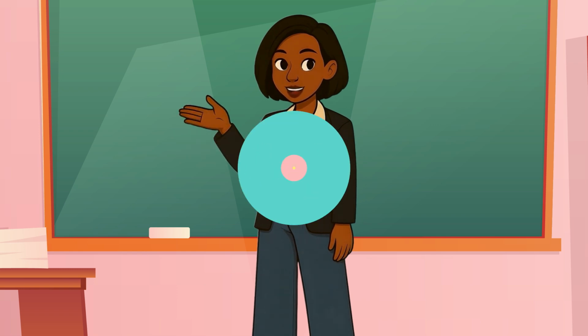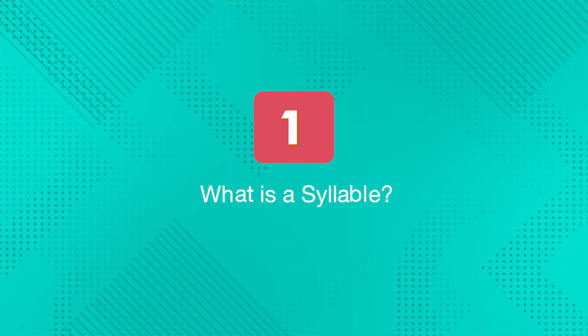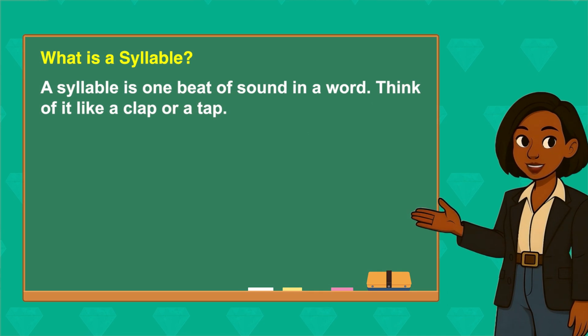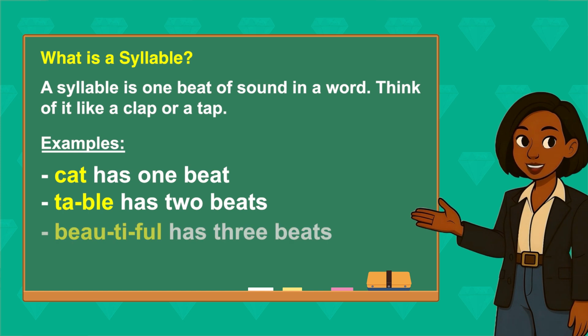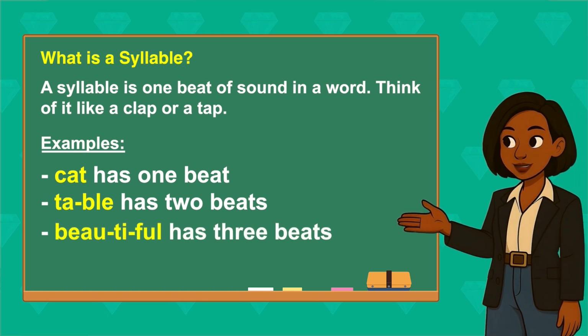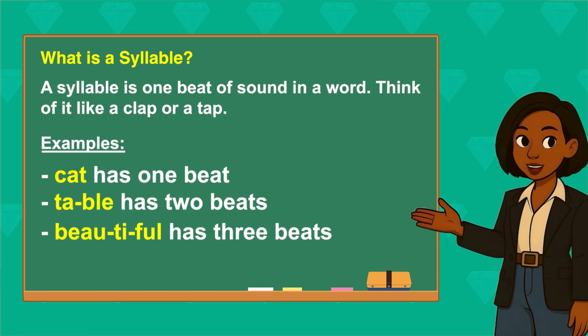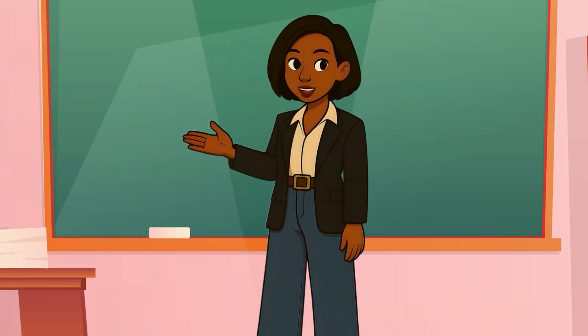Before we go any further, let's start with the basics. A syllable is one beat of sound in a word. Think of it like a clap or a tap. For example, cat has one beat, table has 2 beats, beautiful has 3 beats. Each syllable comes from a vowel sound, not just a vowel letter. This matters because English spelling doesn't always tell you how a word should sound. Once you start listening for beats instead of letters, words begin to make more sense.